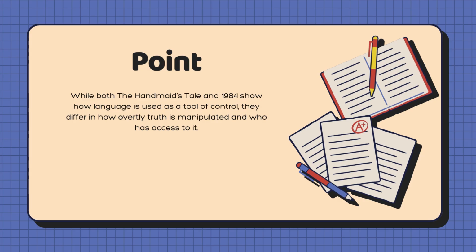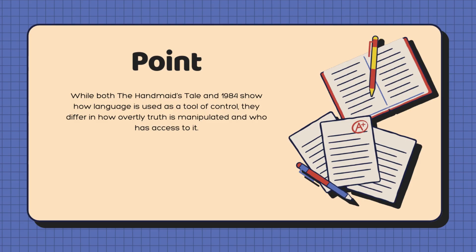Here is the point from that paragraph. While both The Handmaid's Tale and 1984 show how language is used as a tool of control, they differ in how overtly truth is manipulated and who has access to it. This is a strong point because it names both texts. It clearly states the concept. We know that it's about control. And it introduces a specific focus. We're talking about how control can manipulate truth. So it signals a contrast.